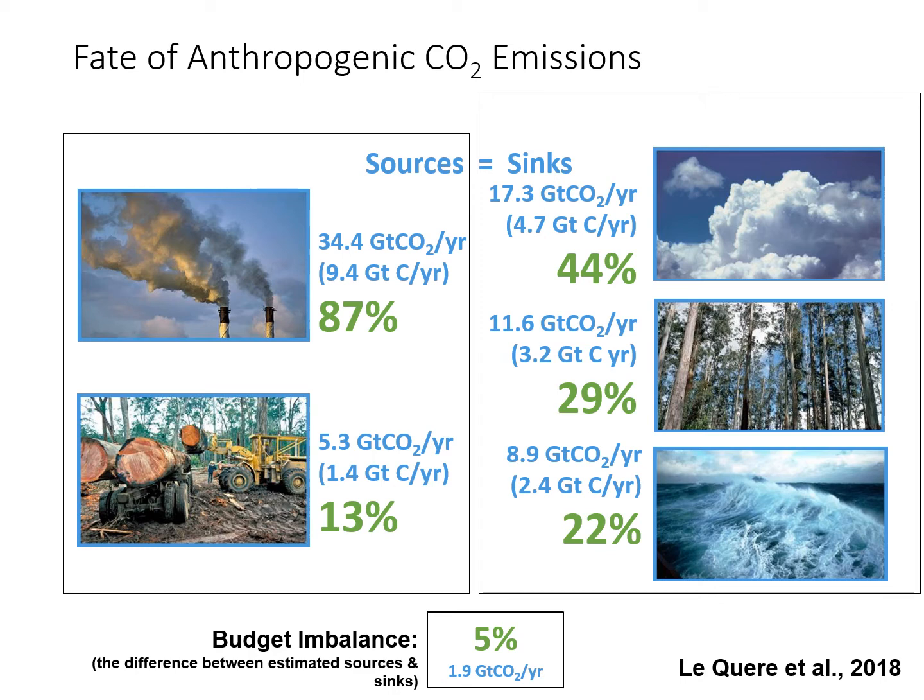We know that about 4.7 gigatons of carbon per year is added to the atmosphere. 3.2 gigatons of carbon is taken up by photosynthesis in the terrestrial system, and 2.4 gigatons of carbon per year is taken up by oceans. If we add these three numbers together, we get 10.5. That's not equal. There's a difference of 0.3 gigatons of carbon per year, or about 2.0 gigatons of carbon dioxide per year.